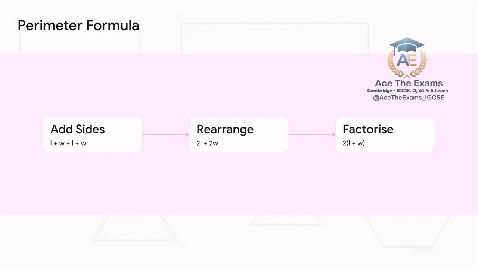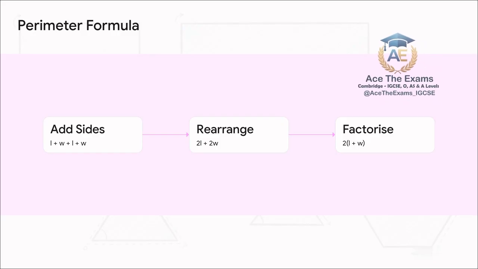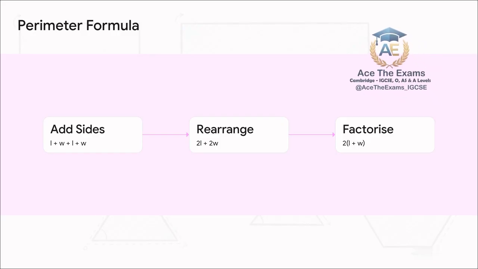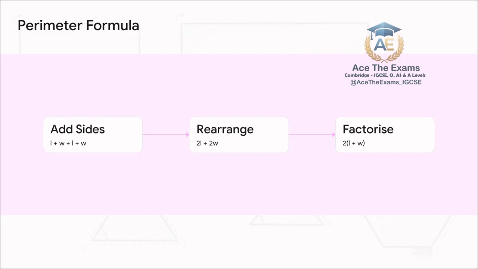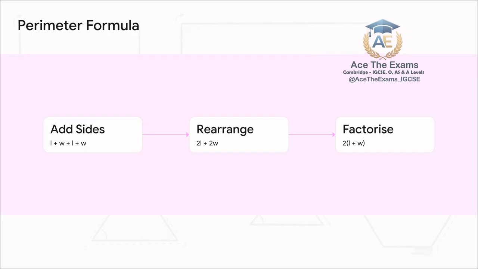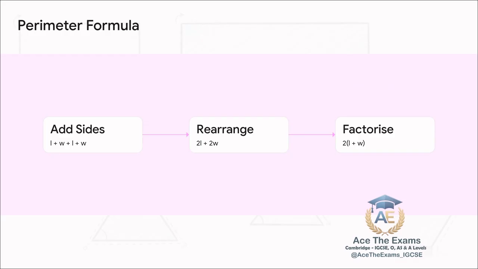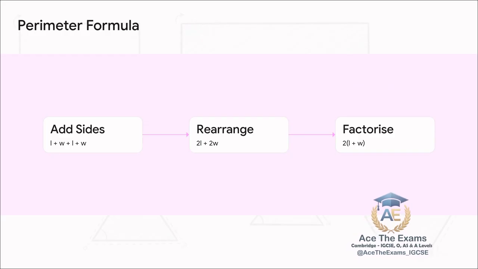Let's picture a rectangle with a length L and a width W. In step 1, if we were to walk all the way around the outside boundary rope, we'd add the length, then the width, then the other length, then the other width. So your perimeter equals L plus W plus L plus W.